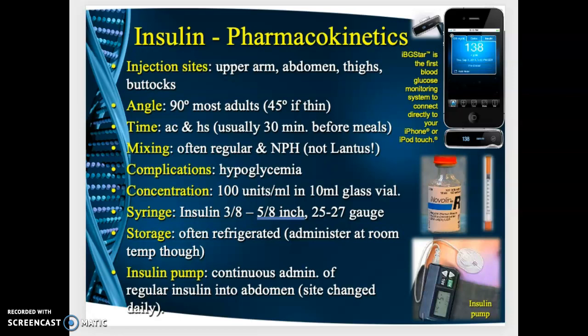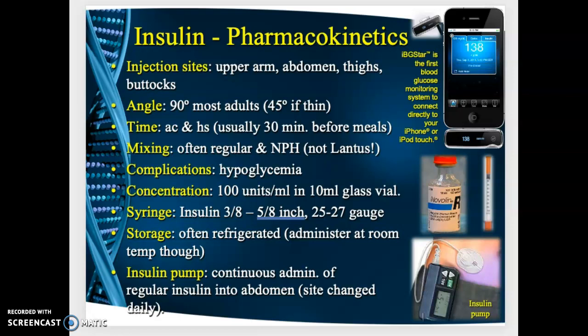Remember, bevel is up. The time that we usually give insulin is AC and HS. AC stands for before meal, and HS stands for at bedtime. And we want to make sure that we usually give the insulin about 30 minutes before the meal. But we want to make sure that they're going to receive a meal, because we don't want to give them insulin without them having food to follow. Like we said before, insulin can be mixed. The only one that we can't mix is Lantus.